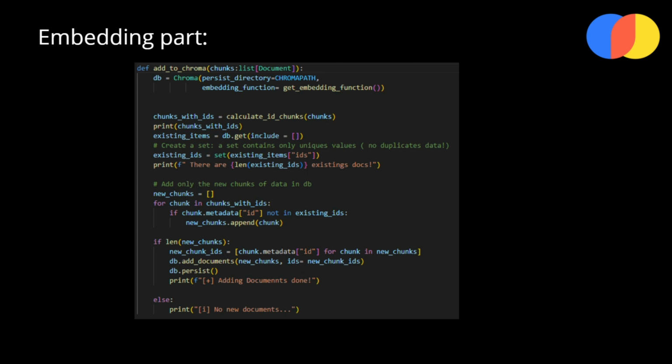So in this function, firstly, we create the vector database, which is Chroma. As an argument, we give the path for the persist directory, which is where the vector database will store the vectors. We calculate the IDs for the chunks. After that, we will populate the vector database with chunks which are not already inside it. And to check that, we will use the IDs from the chunks.